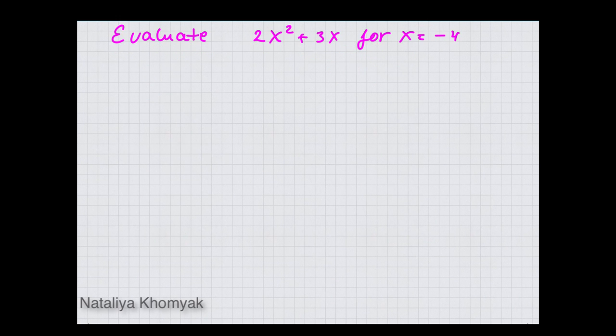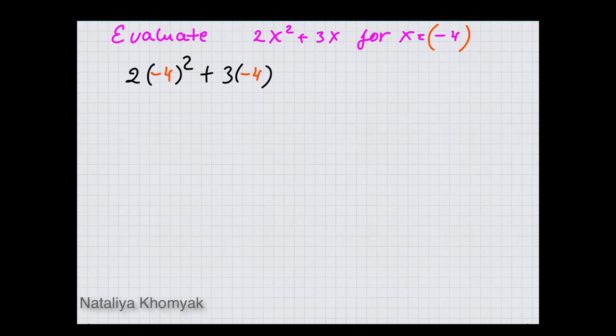Evaluate 2x to the second plus 3x for x equals to negative 4. First thing, copy with parentheses. We have 2. I'm going to have parentheses instead of x here. To the second plus 3 and another set of parentheses. Where x used to be, we're going to put negative 4. So negative 4, negative 4.